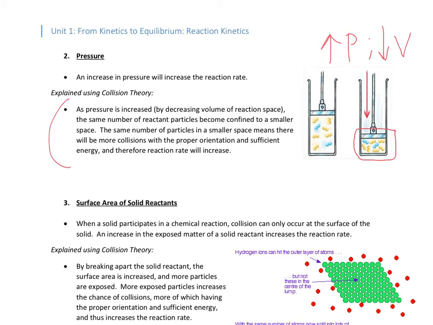Explaining using the collision theory, as pressure is increased by decreasing the volume, the same number of reactant particles are confined to a smaller space. When the same number of particles are in a smaller space, you're going to have more collisions. Not only will you have more collisions, you'll have more collisions with the proper orientation and sufficient energy, so the reaction rate will increase. There's a much higher probability that particles are going to collide in this amount of space versus that amount of space.